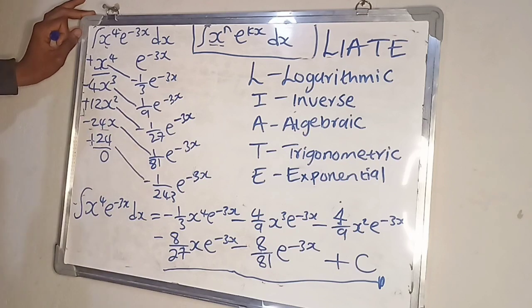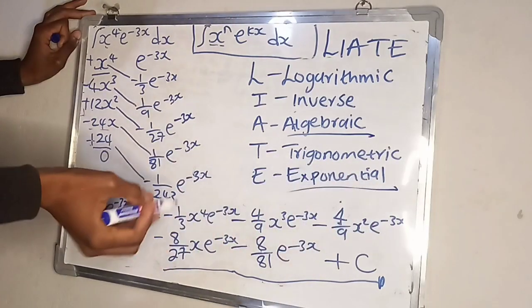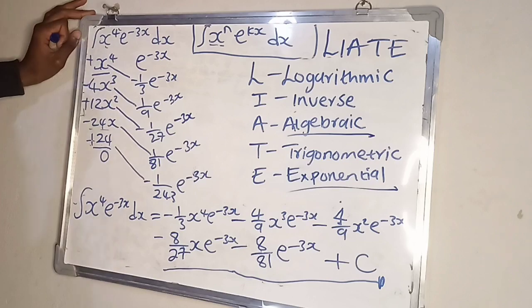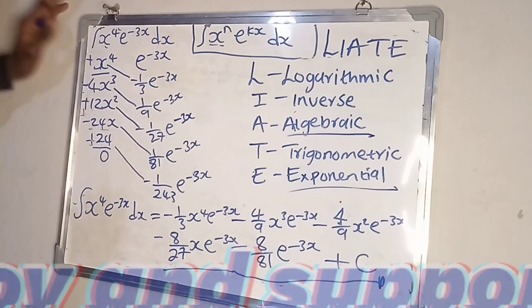So how did we see that we had to differentiate x to the 4? We use LIATE, where L stands for logarithmic, I for inverse, A for algebraic, T for trigonometric, E for exponential. Basically, in integration by parts, the function of the form that comes first, we always differentiate, and the one that follows, we integrate. So if you check between x to the 4 and e to the negative 3x, x to the power 4 is an algebraic function, and e to the power negative 3x is an exponential function. That's why we differentiated x to the 4 and integrated e to the negative 3x. So this becomes much simpler.